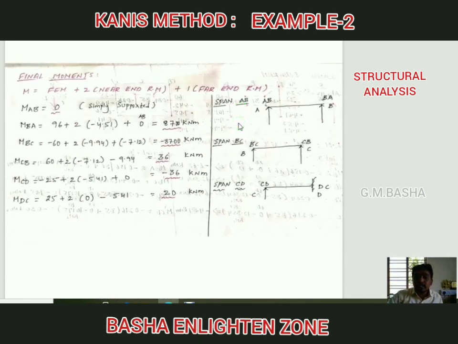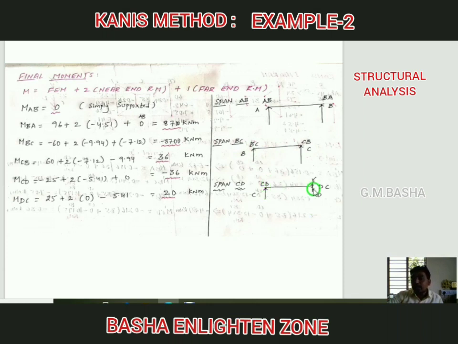So what is the final moment formula? M equal to fixed moments plus 2 into near end rotation moments plus 1 into far end rotation moments. Friends, there is a continuous span, AB, BC, CD. So I am taking the individual spans AB, BC and CD. Always remember, whenever you are calculating the final moment for AB, AB is the near end, and for AB, BA is the far end. Similarly, for BA, BA is the near end, and AB is the far end. Similarly, for BC, CB is the far end, and for CB, BC is the far end.